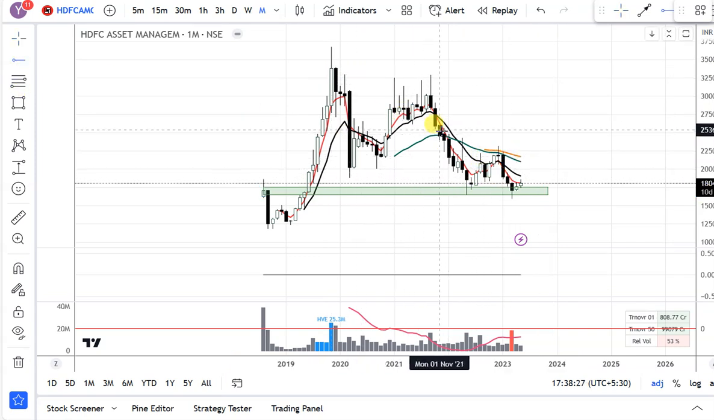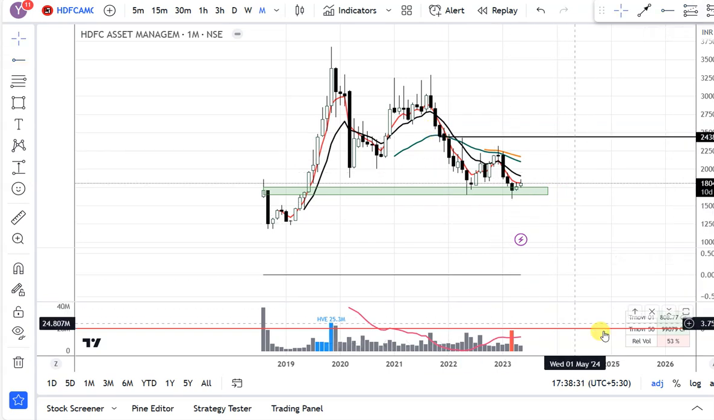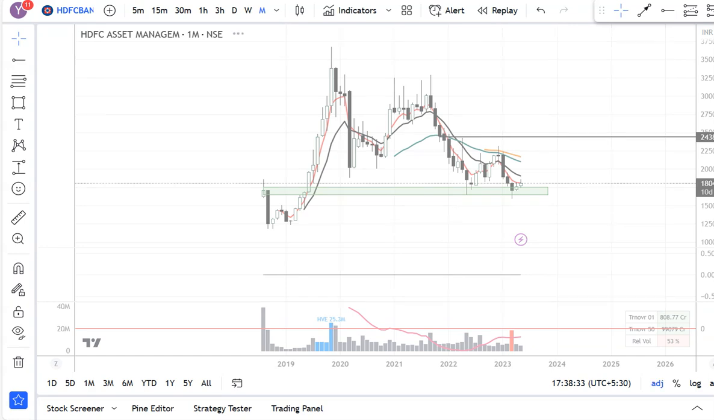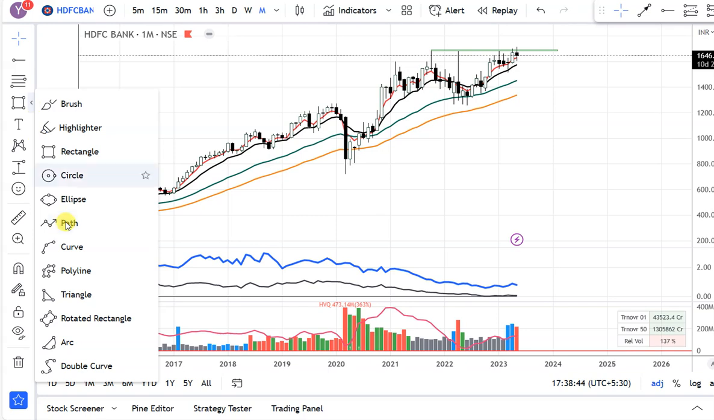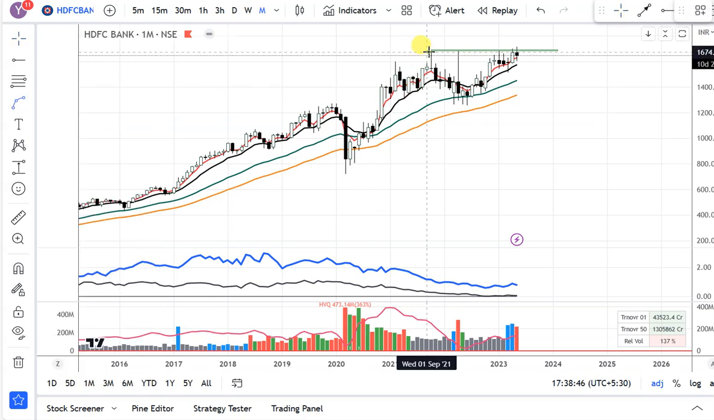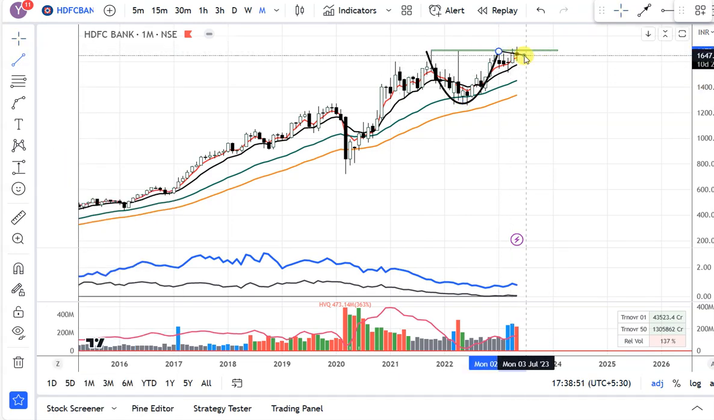HDFC Bank right now, the banking sector is strong, but HDFC Bank is stuck in the range. Again, if the breakout happens strong, this can be a nice cup and handle breakout setup. But as on today, we don't see much happening. So we shall wait and watch. Let the breakout come in a couple of weeks, then we'll come to know.